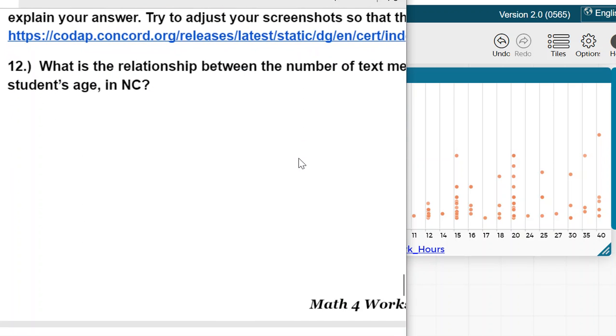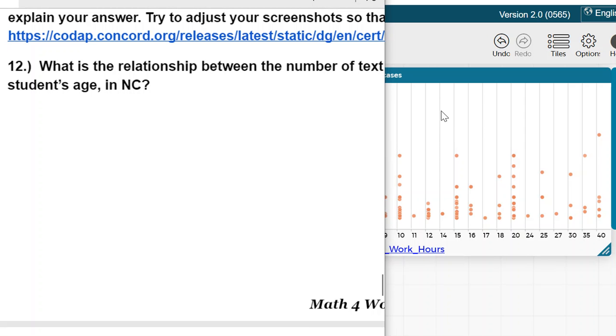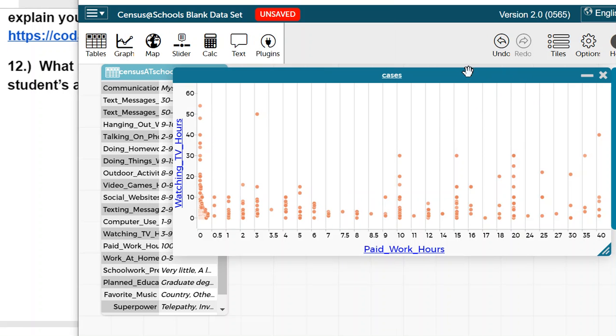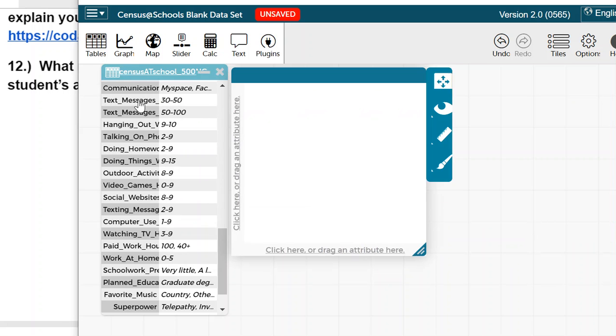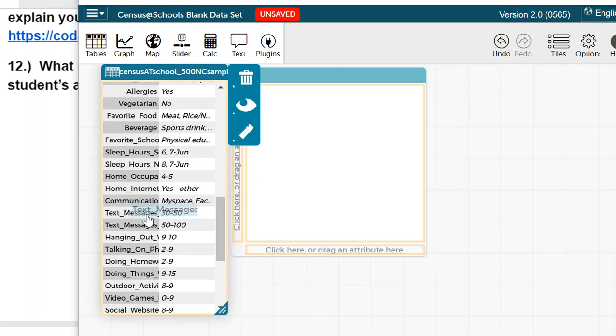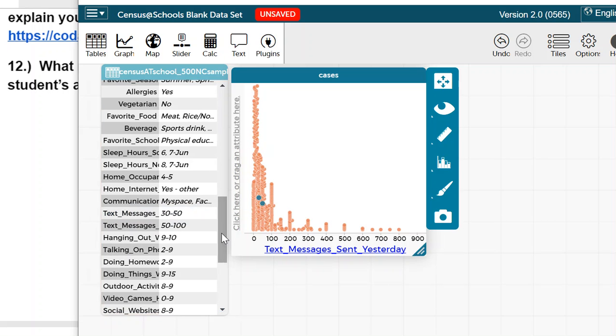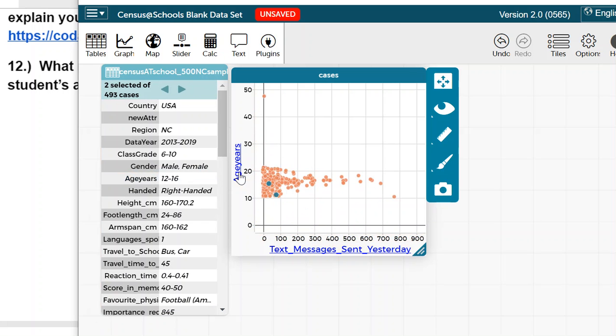All right, last one. Relationship between number of text messages sent yesterday, we've already looked at that some, and a student's age. All right, is it a question that the older they are, the more texts they send, possibly? That's going to be my guess at this distance. So text messages sent yesterday, and then age, which is up here at the top. All right, that's an interesting cluster.